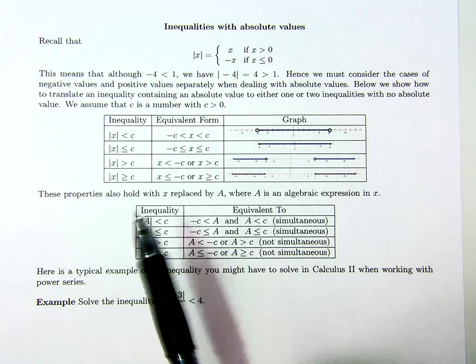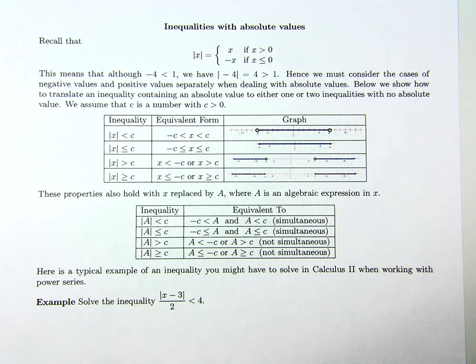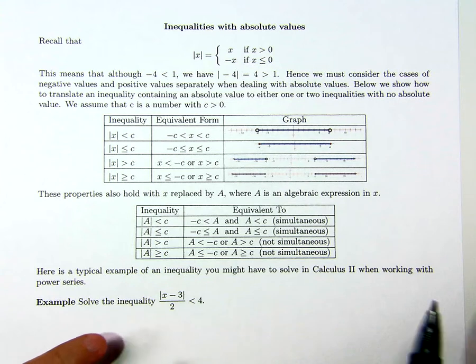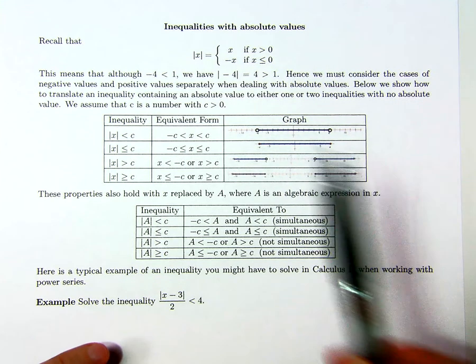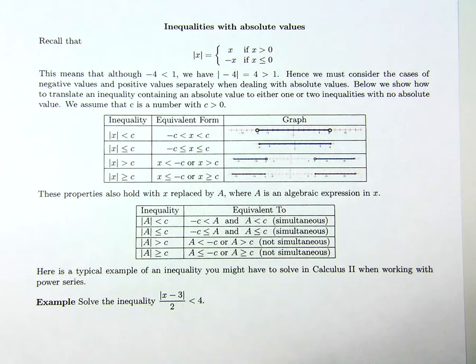This means, of course, that minus 4 is less than 1, but its absolute value is 4, which is greater than 1. And so it's exactly this point that we should think about when we're solving these inequalities, and we should separate our analysis into cases accordingly. So we should consider the cases of negative values and positive values separately when dealing with these inequalities.